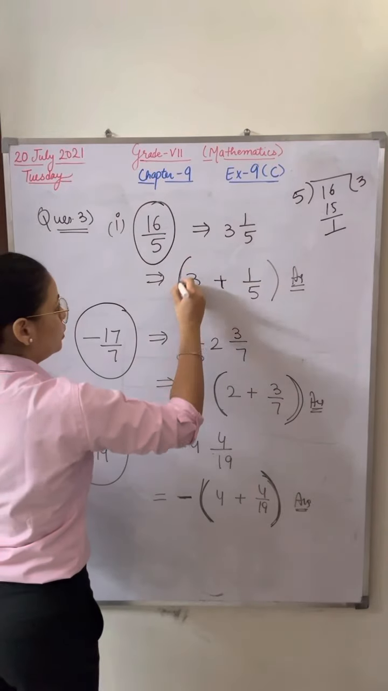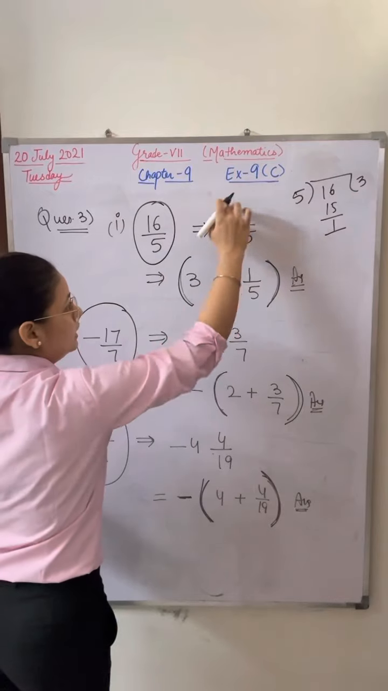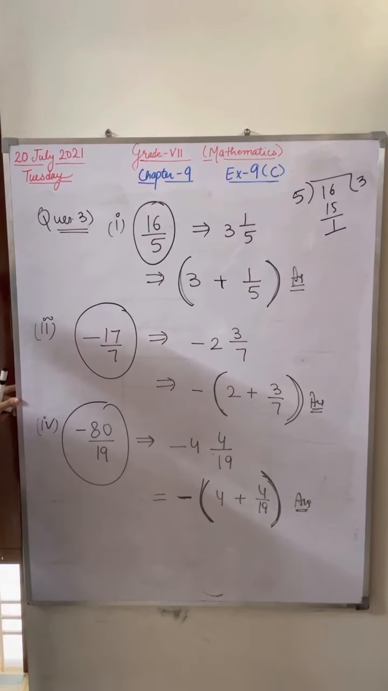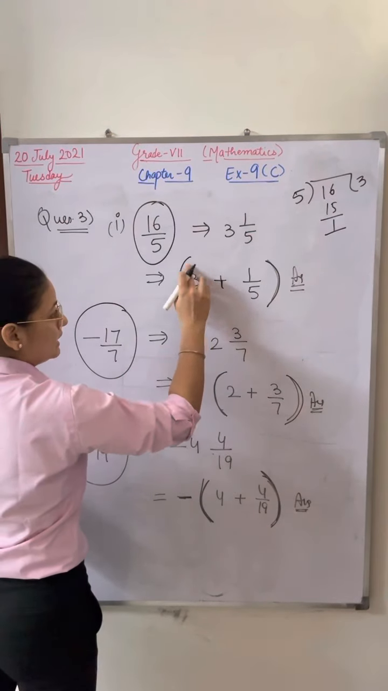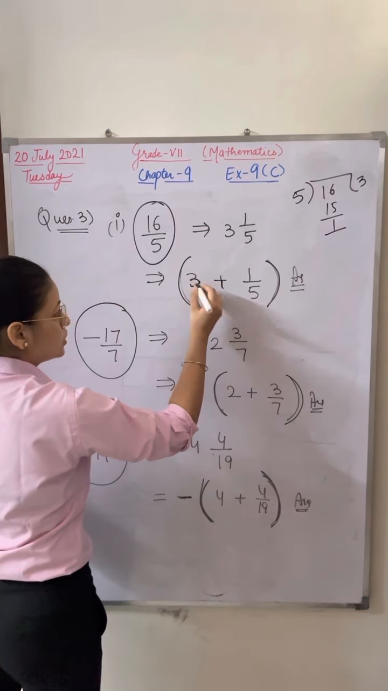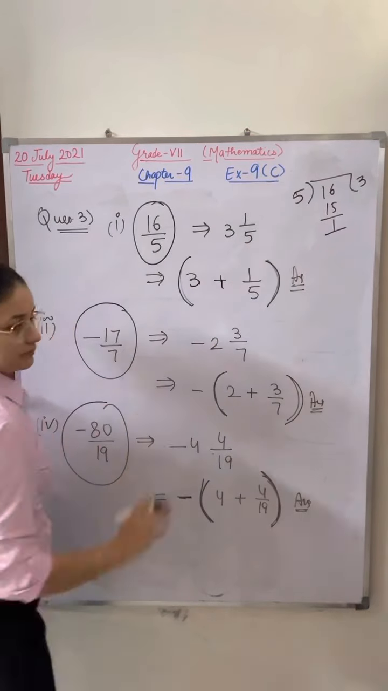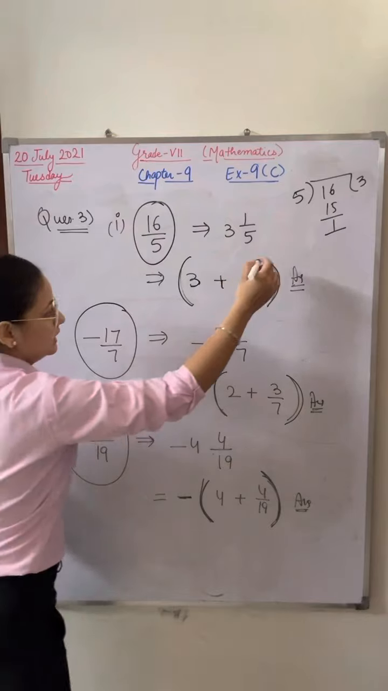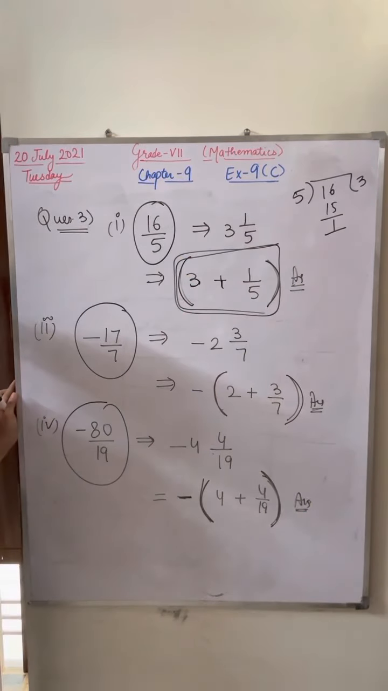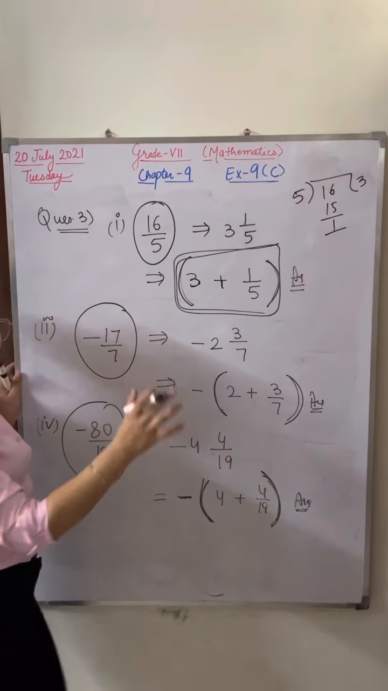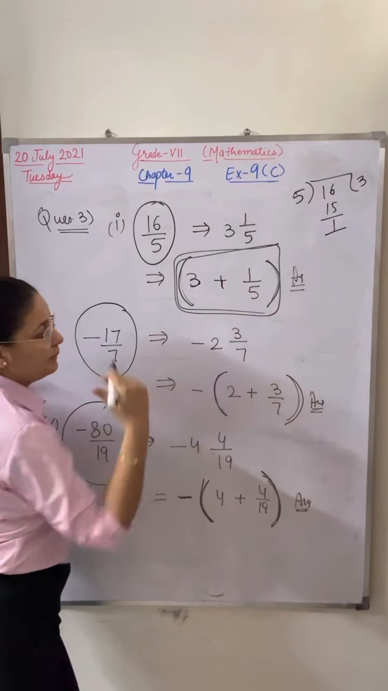First of all, you have to change your rational number into a mixed fraction by dividing. From the mixed fraction, you have to write this 3 as the integer. Here you write a plus sign, and here you write this fraction. That's it. This is the answer. No need to solve further. So you will get the answer in the form of addition of an integer and a rational number.